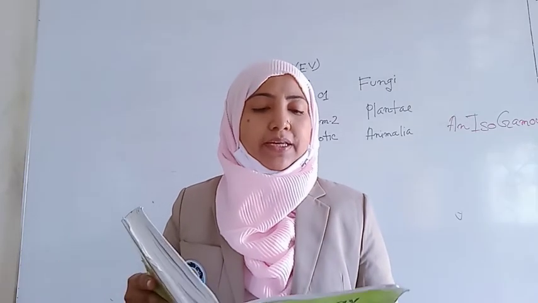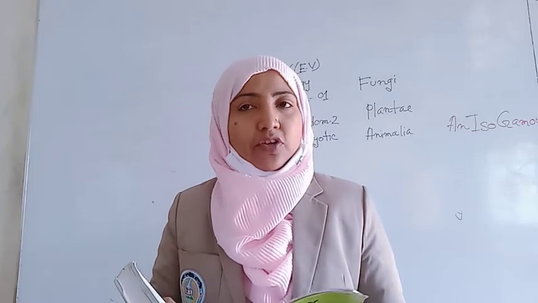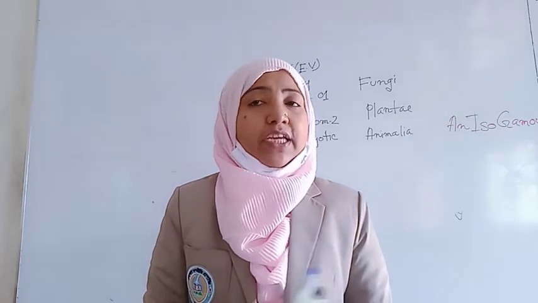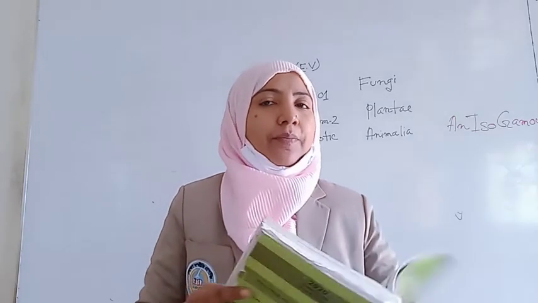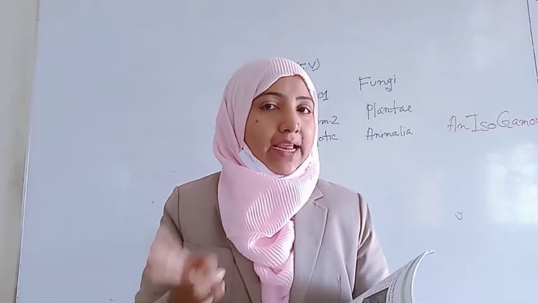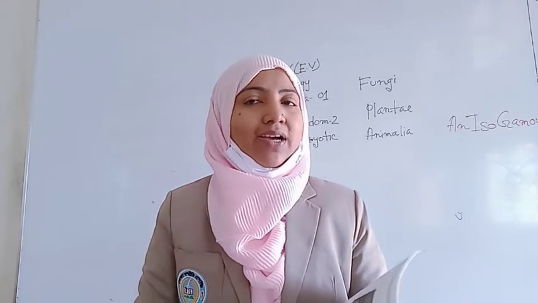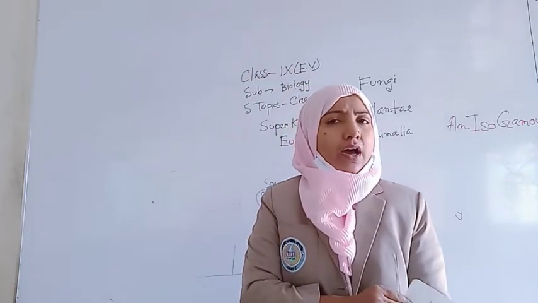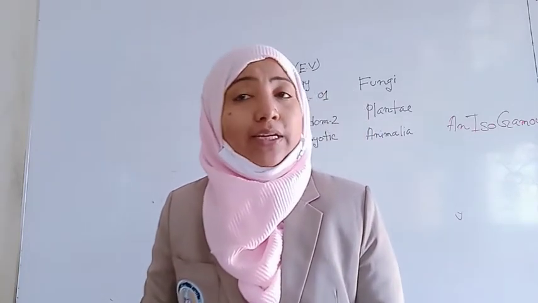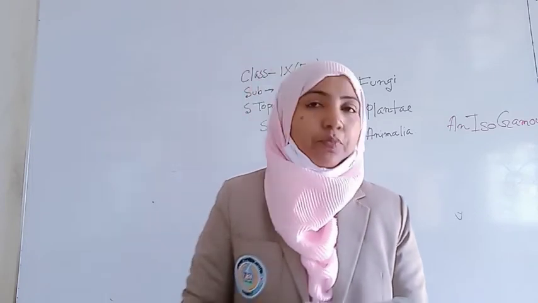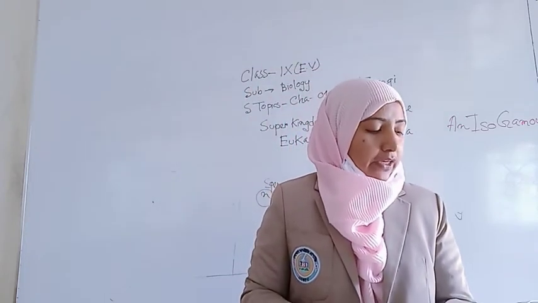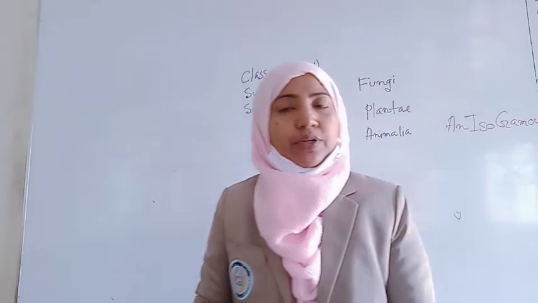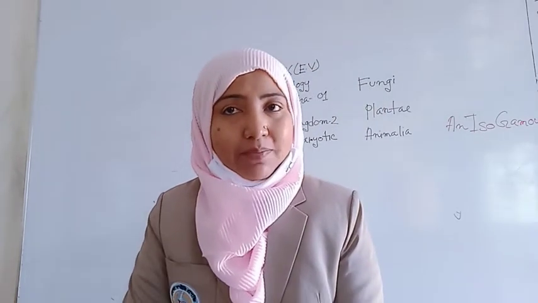So, in the animal kingdom, we have just finished our kingdoms. Again I repeat, there are two categories. First is prokaryotic and second is eukaryotic. Prokaryotic has only one kingdom, Monera, and the eukaryotic have Protista, Fungi, Plantae and Animalia.